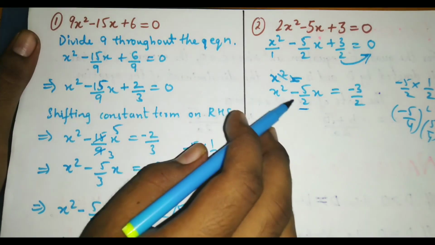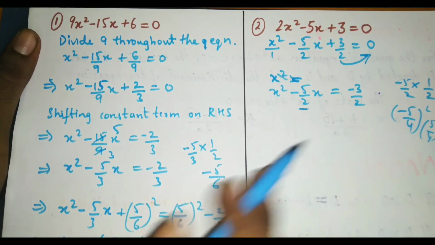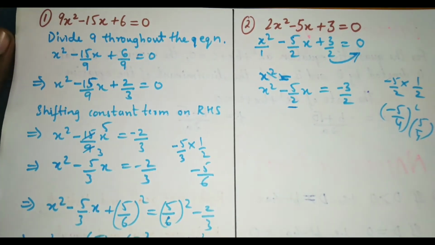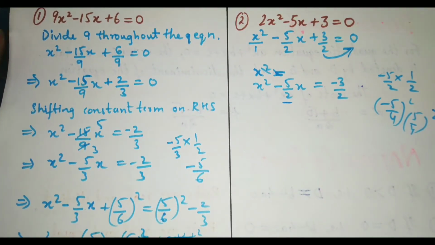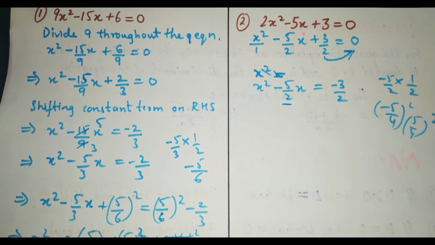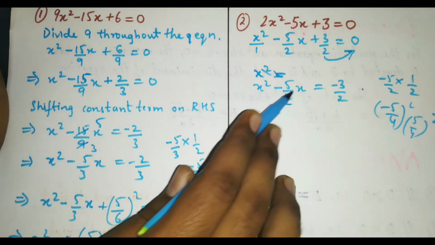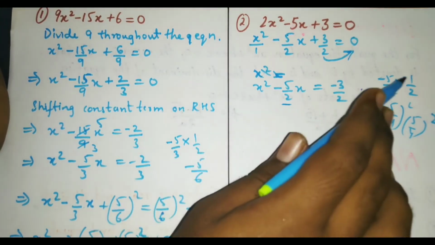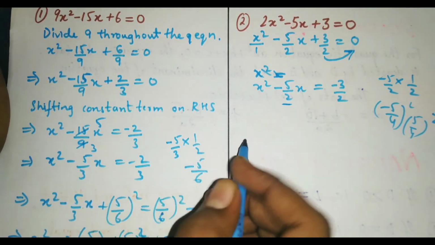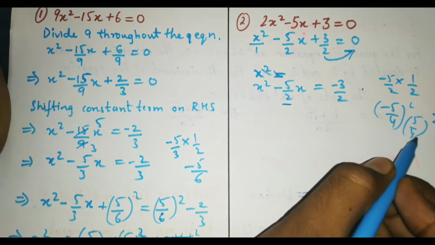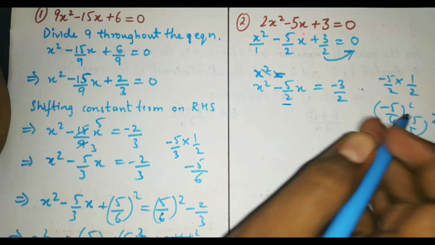Whenever a minus sign is there, ignore it, because when you square a number you get a positive number only. The square of any negative or positive number is positive only. That you have to remember. So ignore this minus sign and take it as positive, 5 by 2. Half of this you have to add, so that means 5 by 4 whole square you have to add on both sides.